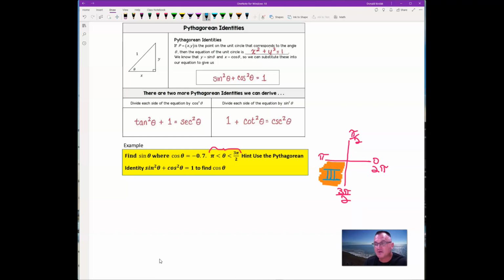So when I'm done, this question is asking me to find the sine. I think I made a typo here. It should be find sine. When I write my answer, I'm going to have a negative, and the reason I know that is because in the third quadrant, sine is a negative number.